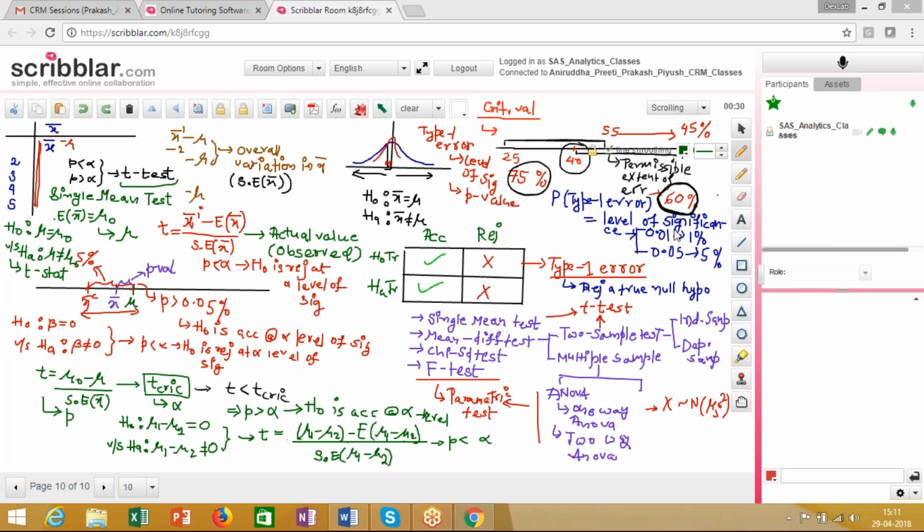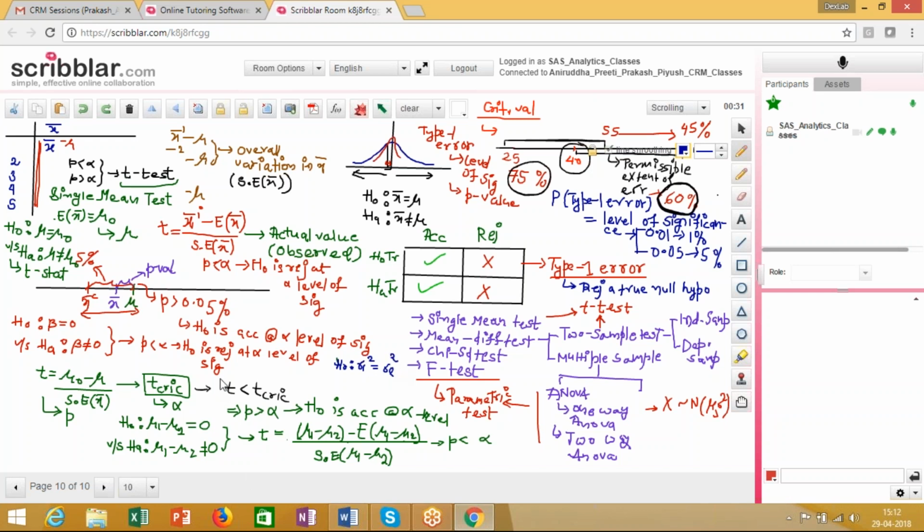So before performing this test, it has to be checked, or it is generally checked, by default it's done. You need to check whether the two population variances are more or less similar or not. So one of the tests over here would be whether H0: sigma 1 square equals sigma 2 square.